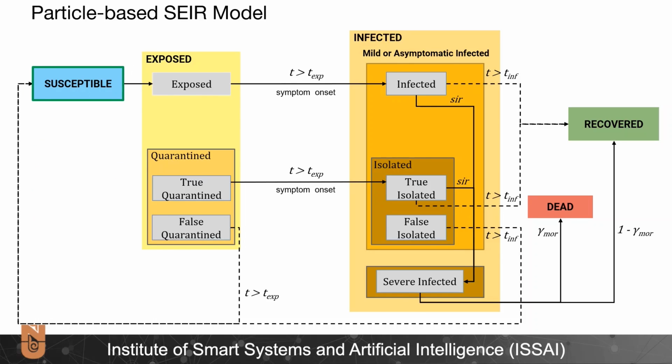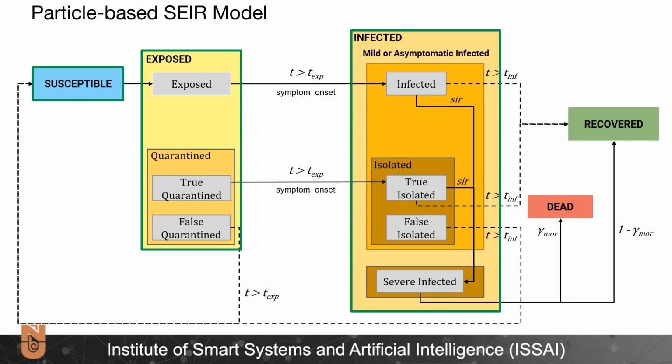Once some of the particles come close to a contagious particle, they become exposed, and after the exposure period, the particles transition to the infected state. In the infected state, some of the particles become severe infected depending on the SIR parameter, and the rest go to the recovered state after the infection period is over. As for severe infected particles, depending on the gamma mortality rate, they transition to dead and recovered states.